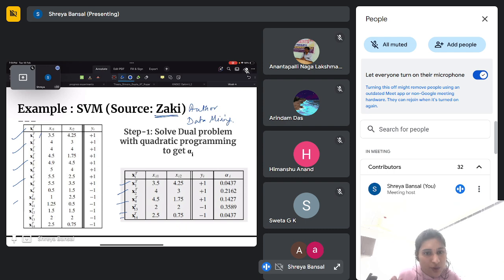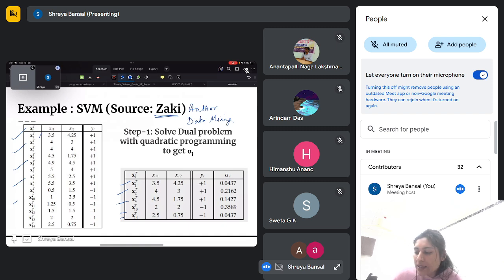So first thing, I am pointing out an observation: where alpha i is greater than 0, they are support vectors. Where alpha i is equal to 0, they are not support vectors. Good to go? Is it clear? Yes or no? I think something is confusing you.